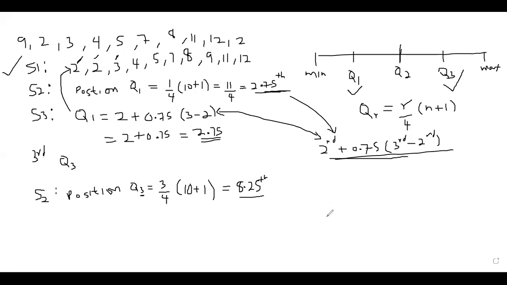So this simply means the 8th position, okay, plus 0.25, okay, distance between the 9th and the 8th position. That is what this means, okay? So let's go look for the values to find the actual third quartile.